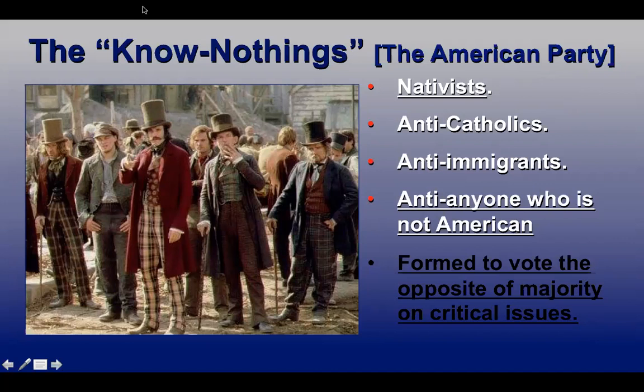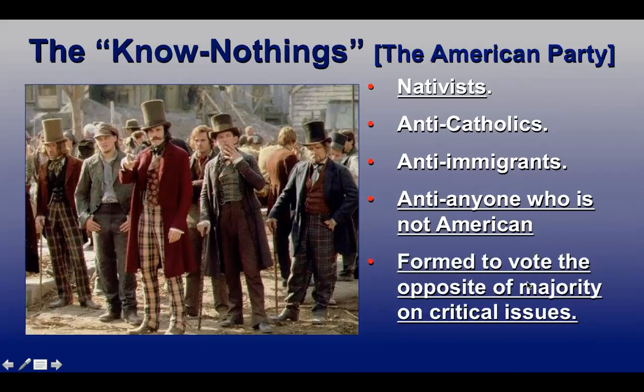And the whole reason that this political party formed was so that they could vote the opposite on critical issues. So they wanted to vote the opposite of how the majority was voting on critical issues, just so they could mess things up. So if the Democrats were voting one way, the American Party would try and get enough people to vote the opposite way, just so certain things maybe couldn't happen, especially things that they didn't feel fit their platform, which is right here.